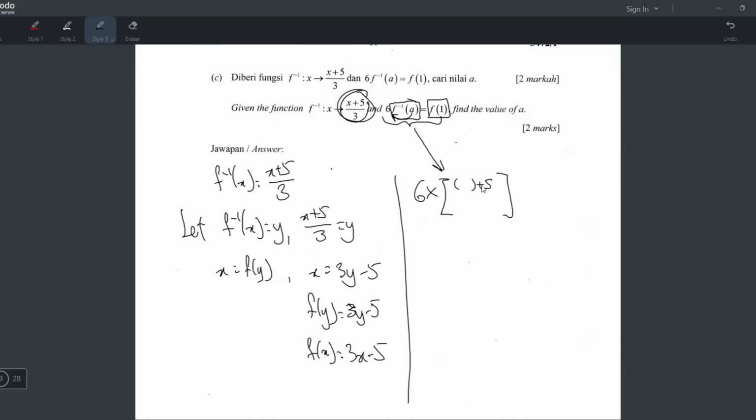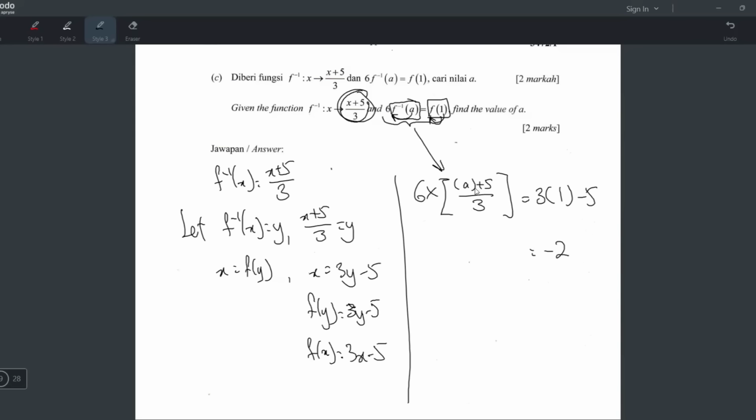So it will be bracket plus 5 over 3. But this one is A plus 5 over 3 equals to f(1). f(1) means you take 1 and substitute it into f(x)'s x. So f(x) is 3x minus 5, so it will become 3, and then the bracket x becomes 1, minus 5. Okay, 3 minus 5 is negative 2 here.